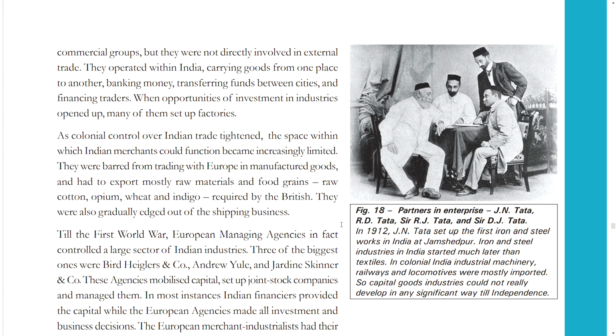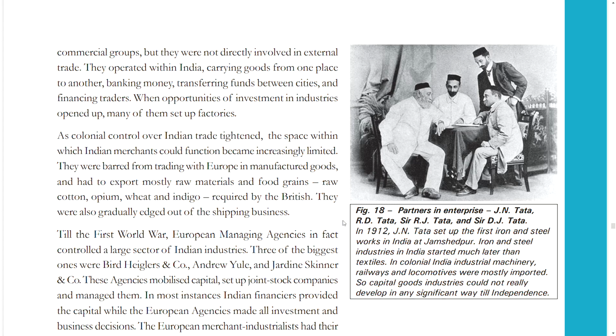Figure: Partners in enterprise: J. N. Tata, R. D. Tata, Sir R. J. Tata, and Sir D. J. Tata. In 1912, J. N. Tata set up the first iron and steel works in India at Jamshedpur.